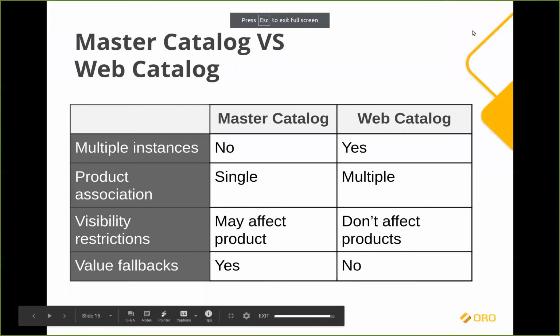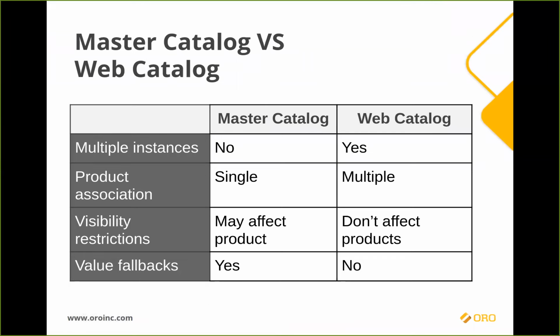Now let's talk a little bit about the difference between the master catalog and web catalog. You may have only one instance of the master catalog per organization, while you may have many web catalogs per organization. A product may belong to only one category in the master catalog, and it may belong to multiple categories in the web catalog using that product collection variant or that category type variant.